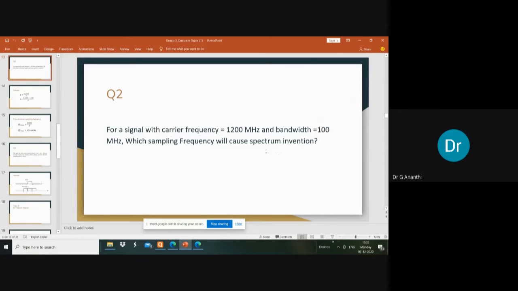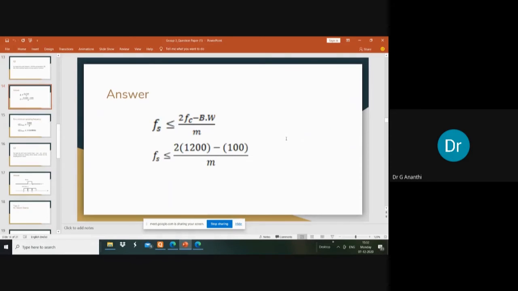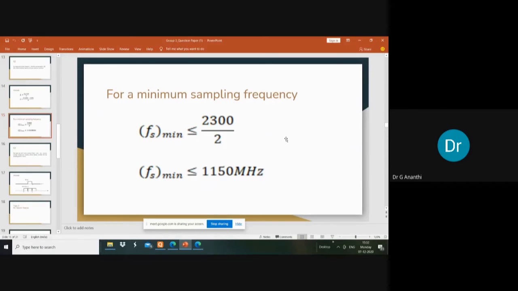For a signal, the carrier frequency is given and the bandwidth is given, and which sampling frequency will cause spectrum inversion? There's a formula I have got, sir. So that's what the answer is: 1150 megahertz. I clicked that. Okay, sir.